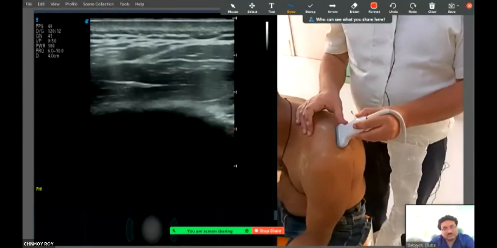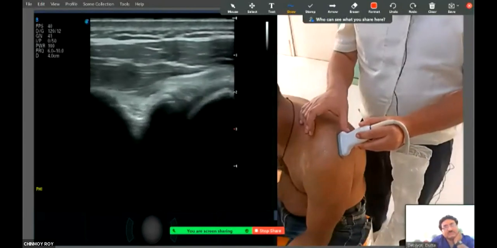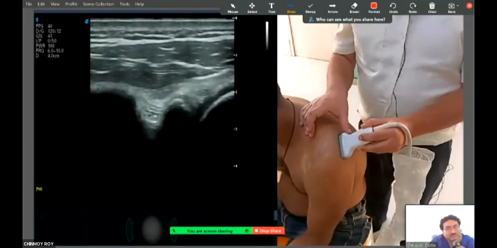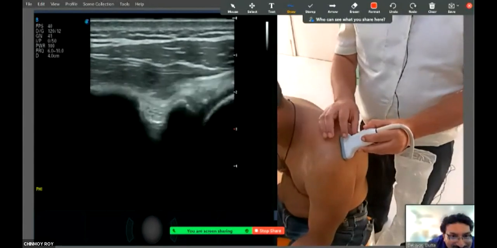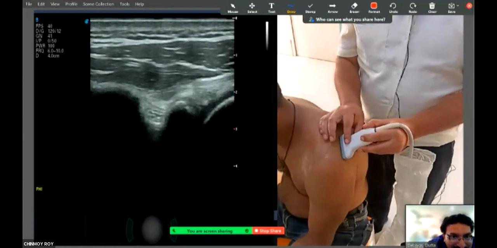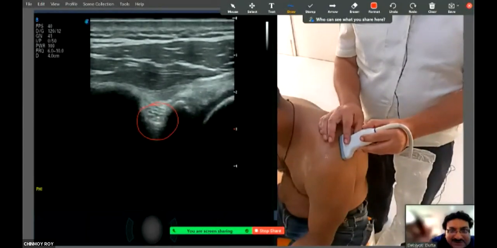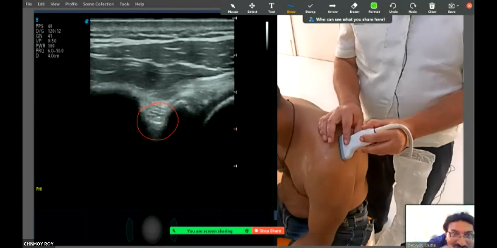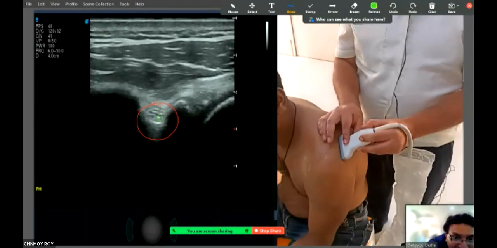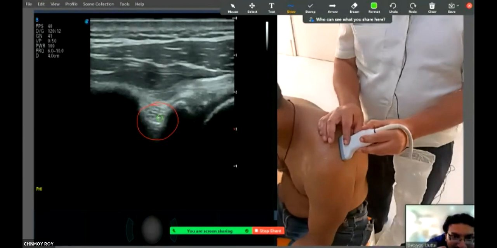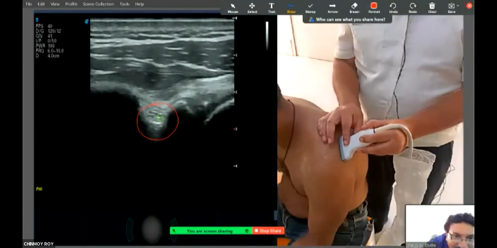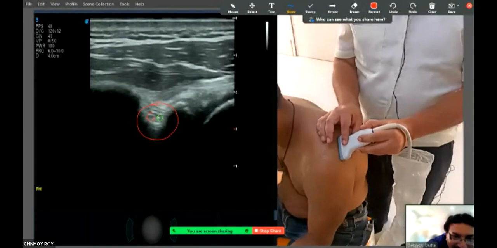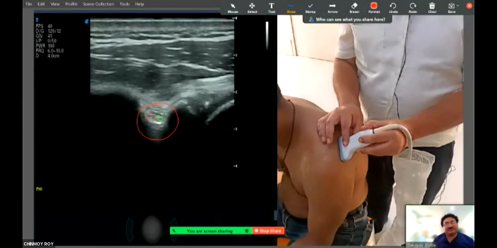So this is the infraspinatus. When we are going medially, first we will get the spinoglenoid fossa for the suprascapular nerve. The vessel is seen and the vessel is pulsating. If I want to give color, it will probably not show. This is the spinoglenoid notch, and you see the pulsating vessel is very clear. Vessel is drawn in red and nerve in green.